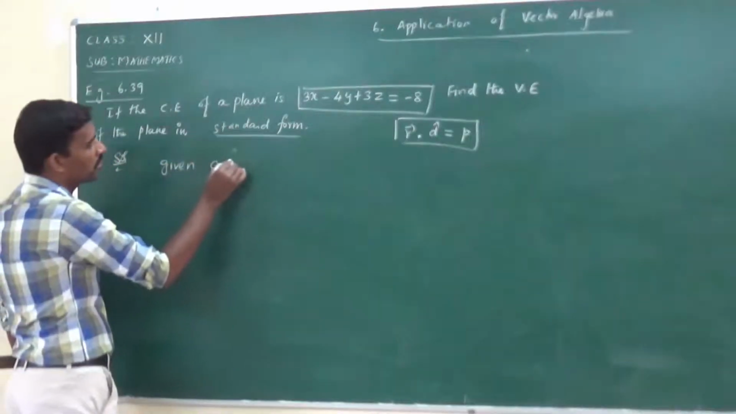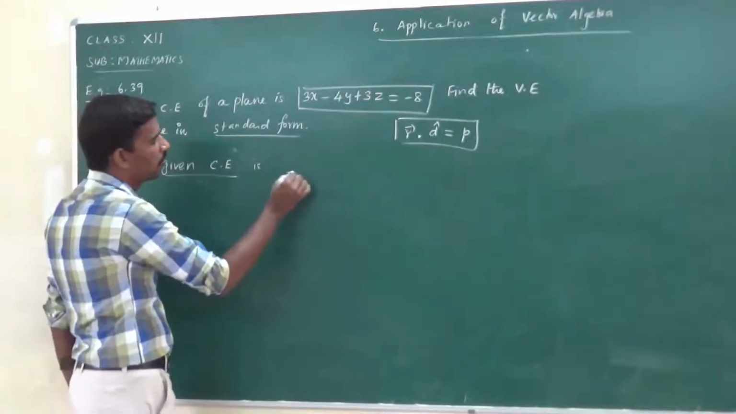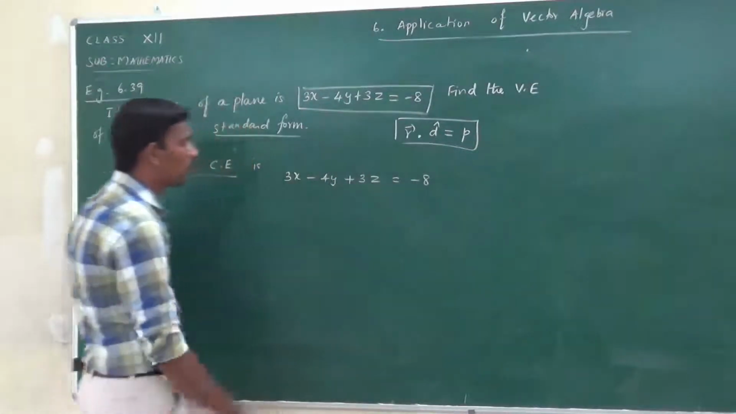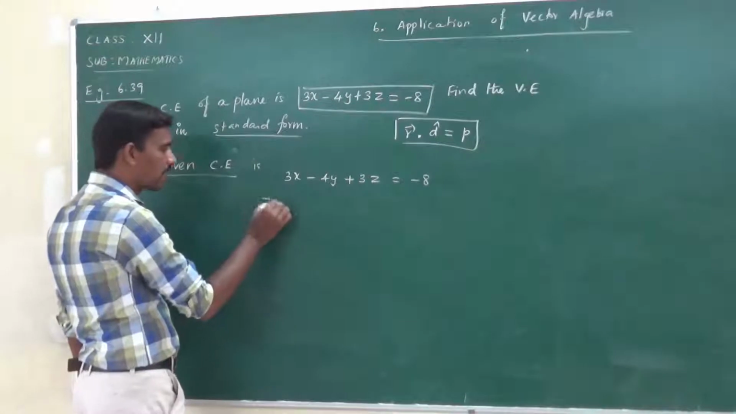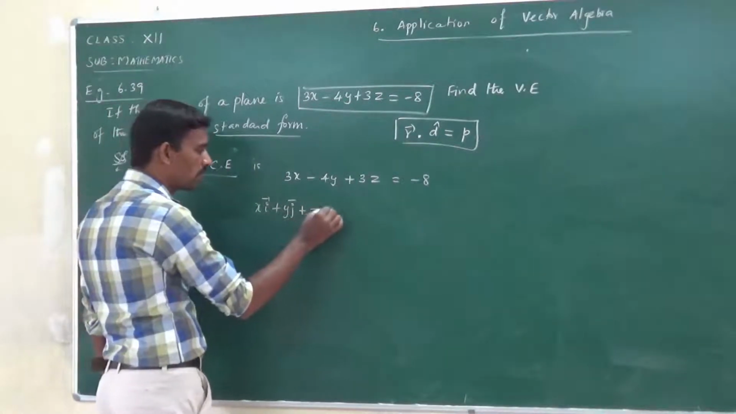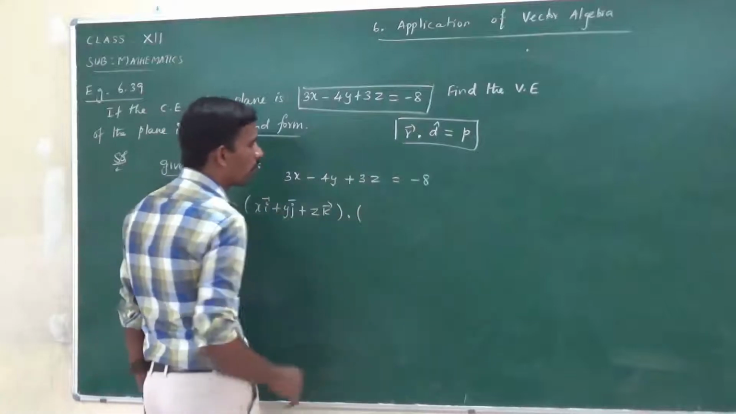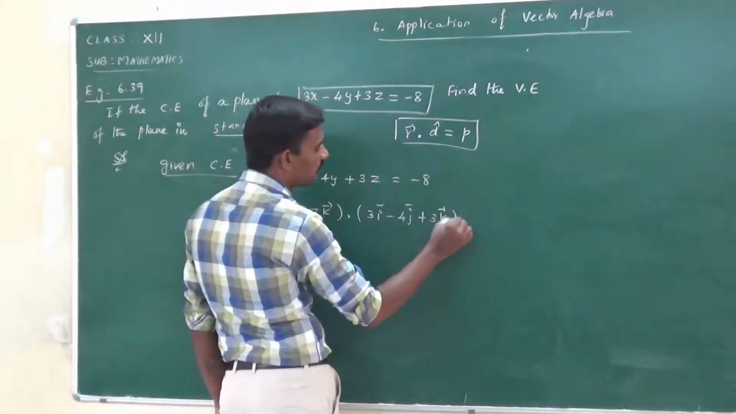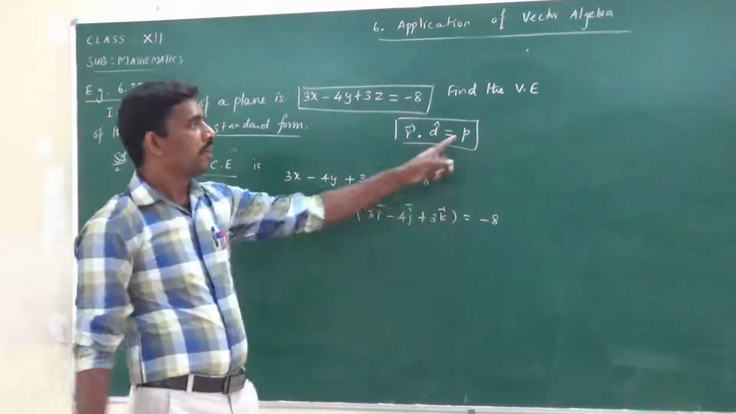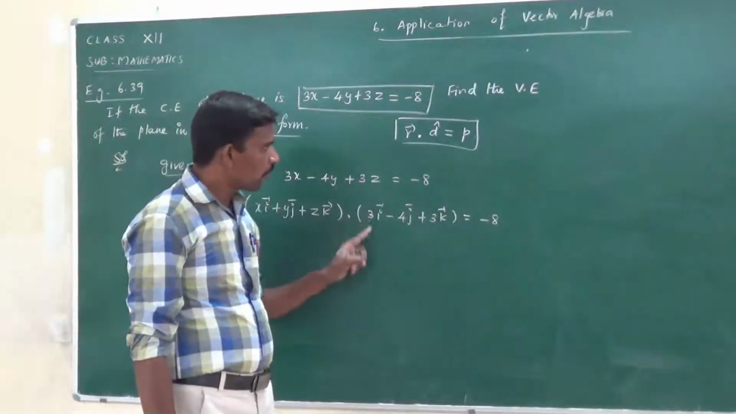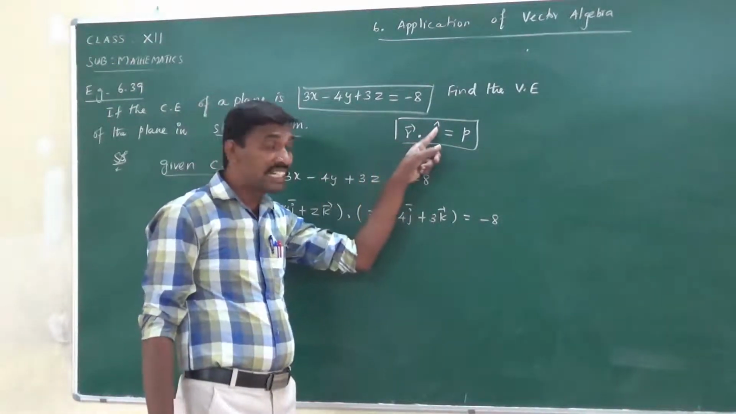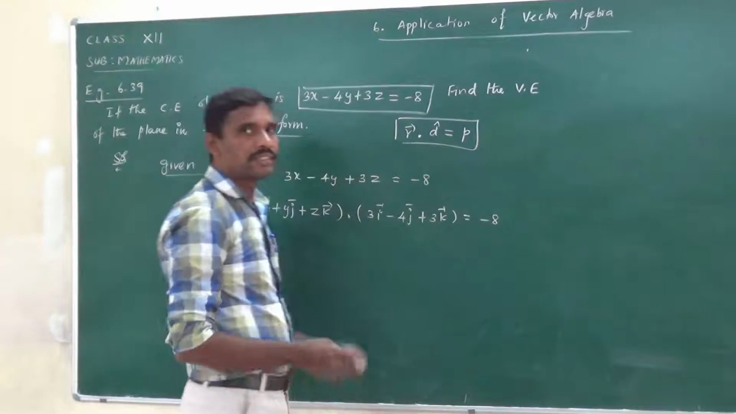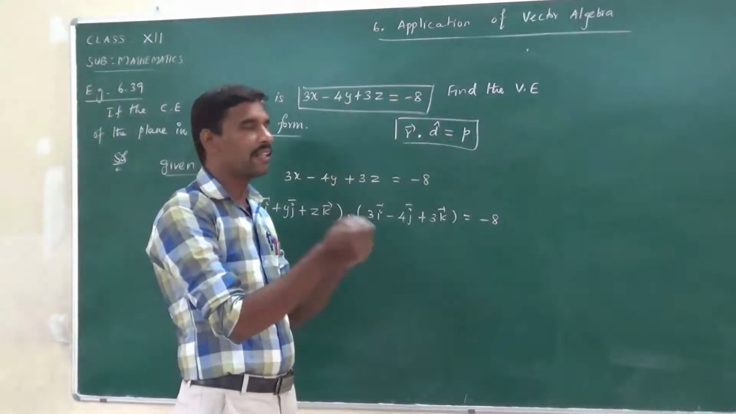Given Cartesian equation is 3x minus 4y plus 3z equal to minus 8. So this one we can write like this: xi vector plus yj vector plus zk vector dot 3i vector minus 4j vector plus 3k vector, which is equal to minus 8. Now this vector equation we want to bring into the form of r vector dot d cap, which is equal to p. Before that, the right side p is the distance between a plane and the origin.